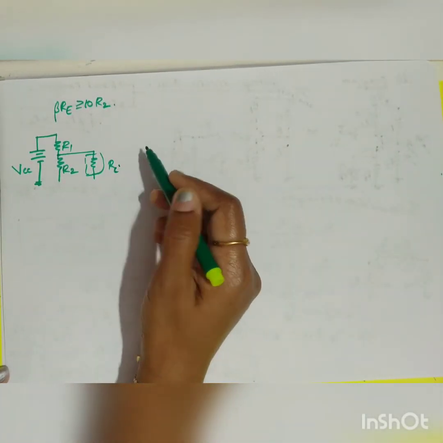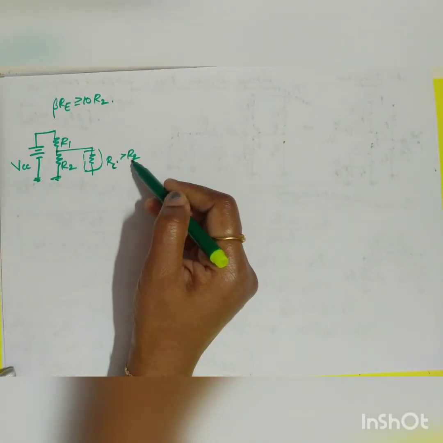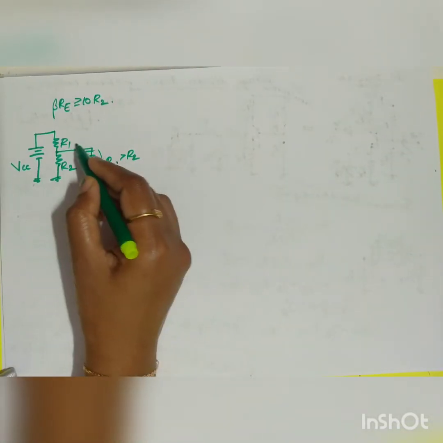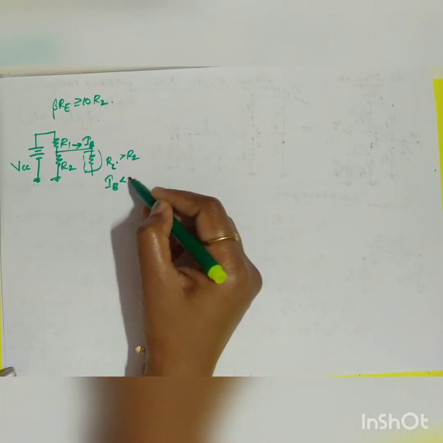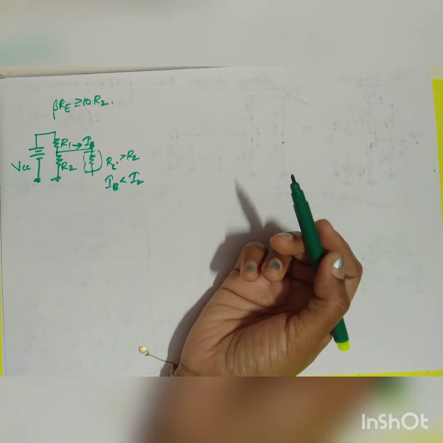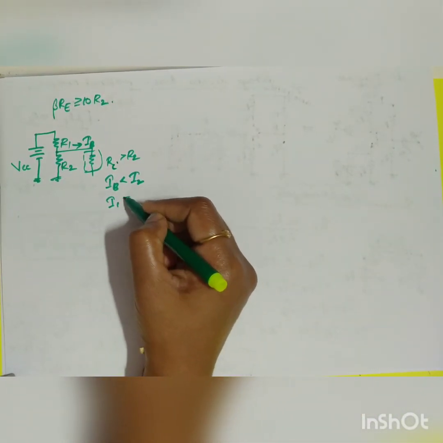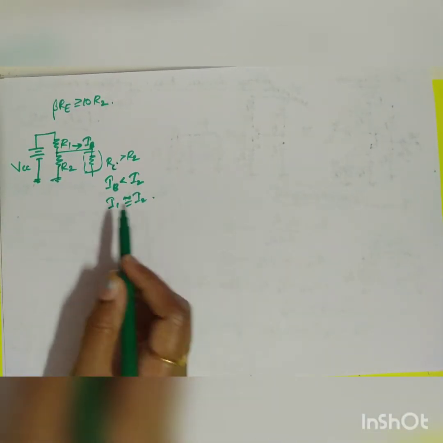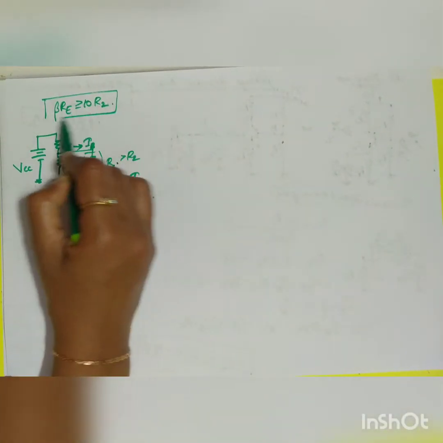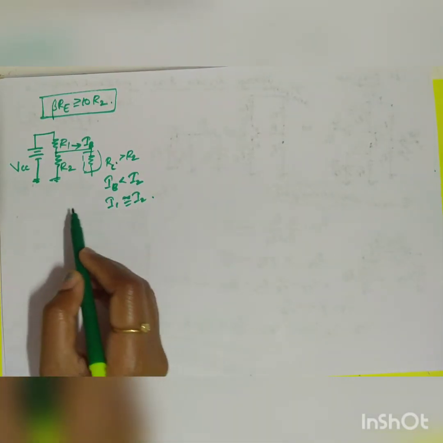So you have the value of Ri greater than R2. So the current IB will be very much less than your I2. So I1 will be approximately equal to I2. These are some of the conditions. This is your main condition: beta into RE should be greater than or equal to 10 times R2.